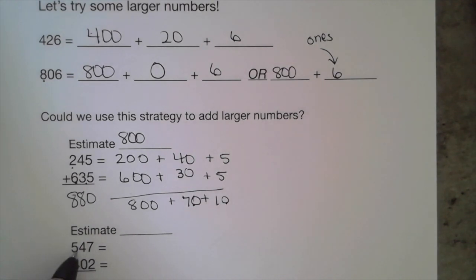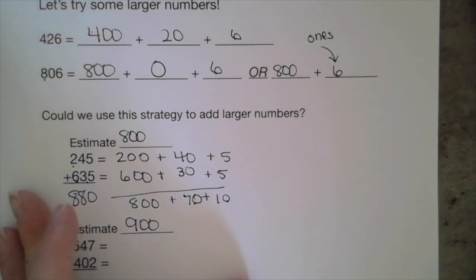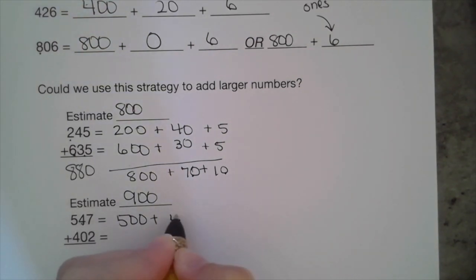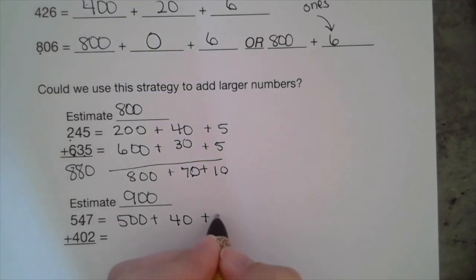All right, so my estimate here, I've got 4 in the tens place. So I'm going to make that 500 and 400. So I'm going to say it's going to be about 900. But now I'm going to check it and break it apart. That 5 is worth 500. That 4 tens is worth 40. And then we've got 7 ones.